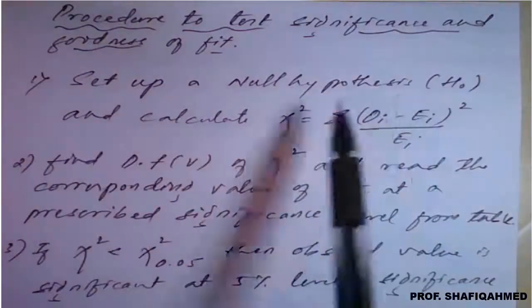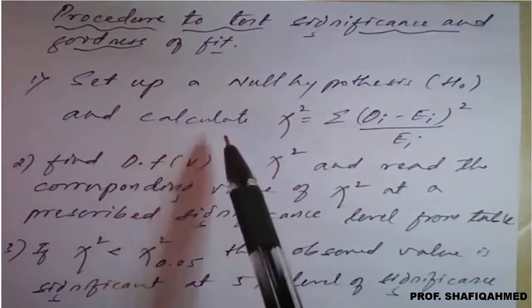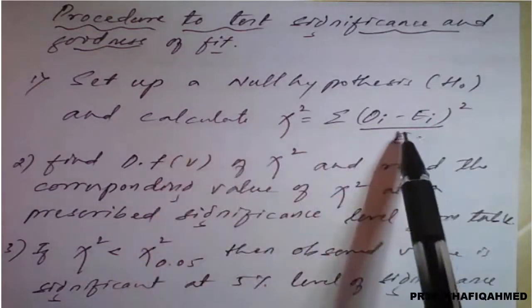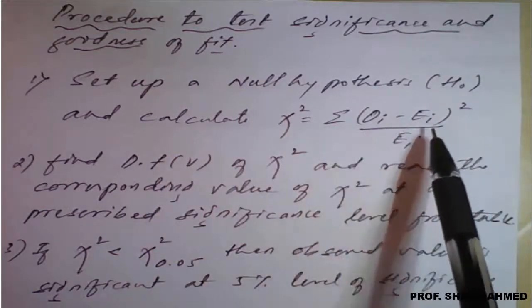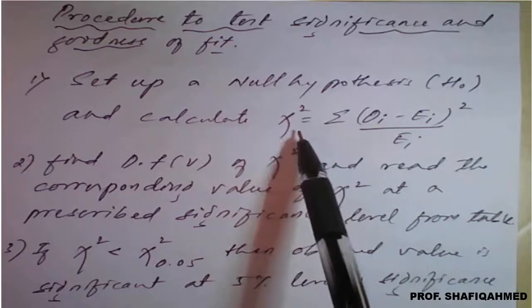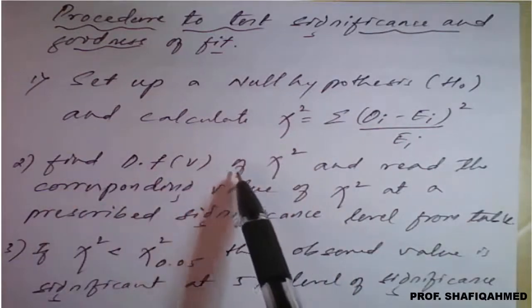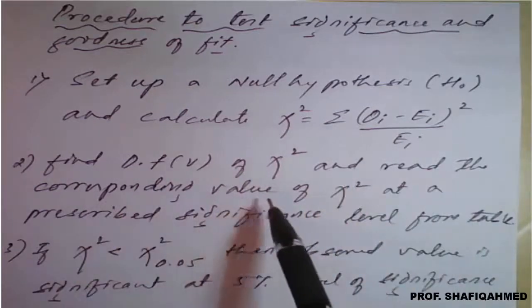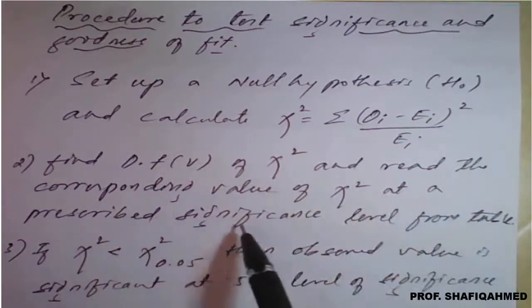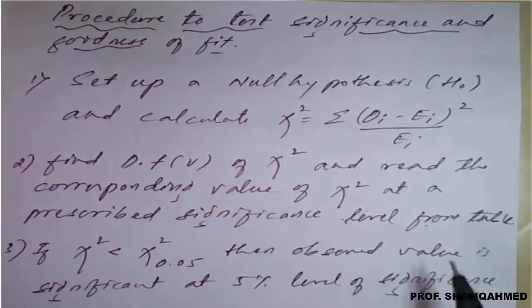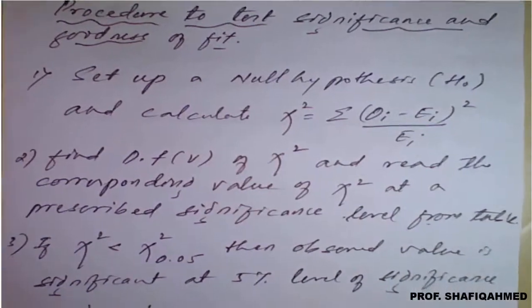So set up a null hypothesis, then by using observed data and expected data, or observed one and theoretical value, we will calculate chi-square. So once we get a chi-square, we'll see what is the degree of freedom, that is step number 2 of chi-square, and read the corresponding value of chi-square at a prescribed significance level from the table, or they will give it in the question itself, anything.